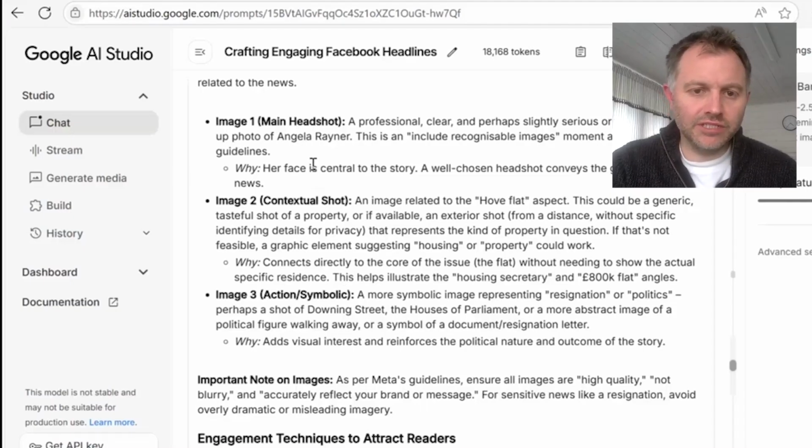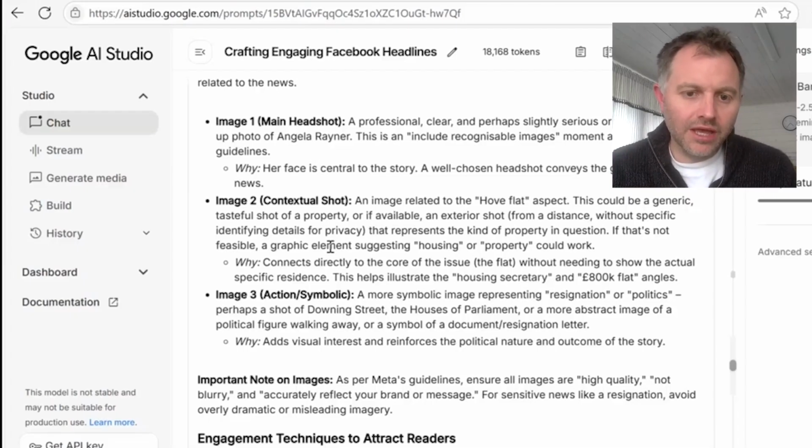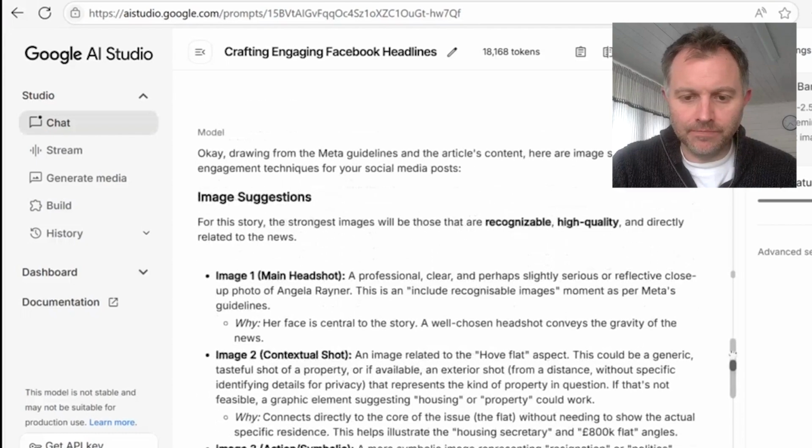I think if you got an image of Angela Rayner and you got an image of the flat itself, that would connect two elements of the story pretty well. So I think that would probably be a good suggestion in terms of the images that you should be using.